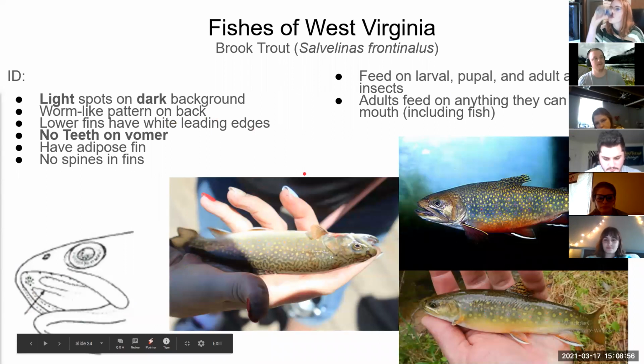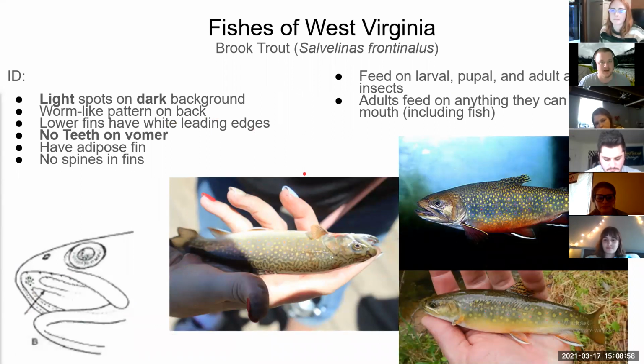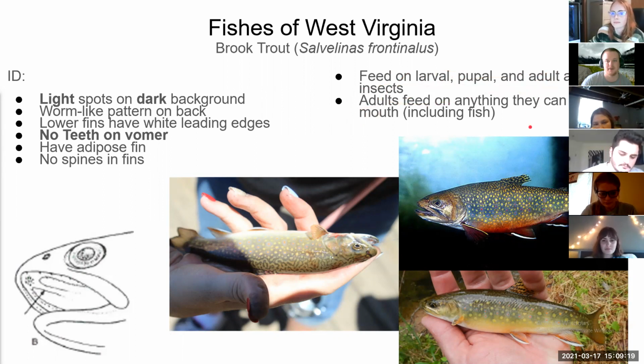If you're tired of talking about brook trout, that's too bad, because we're going to do it again. Brook trout, obviously here in West Virginia, are pretty much the main sport fish. They feed on larval and pupal stages when they're young, and on adult aquatic insects more when they're adults. But the adults will go after basically anything they can get in their mouth. Primarily, they feed on aquatic insects, though.